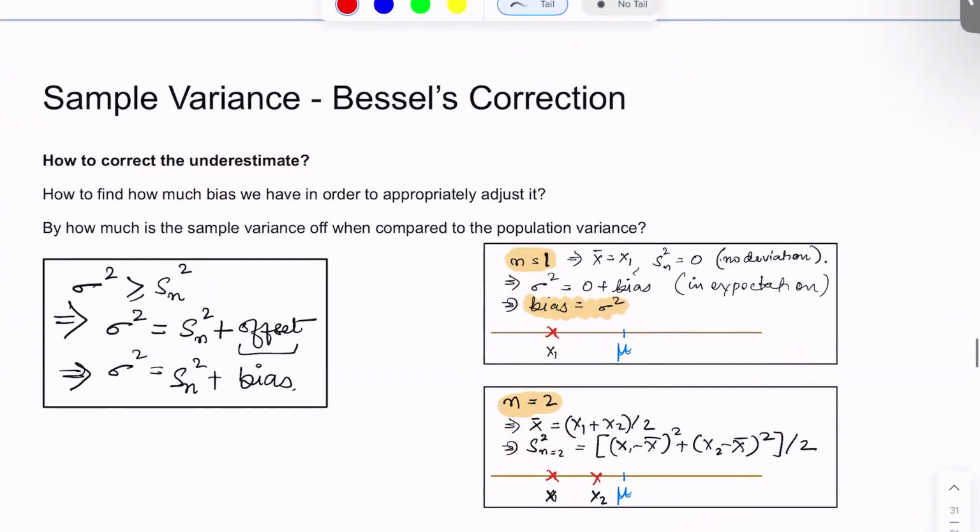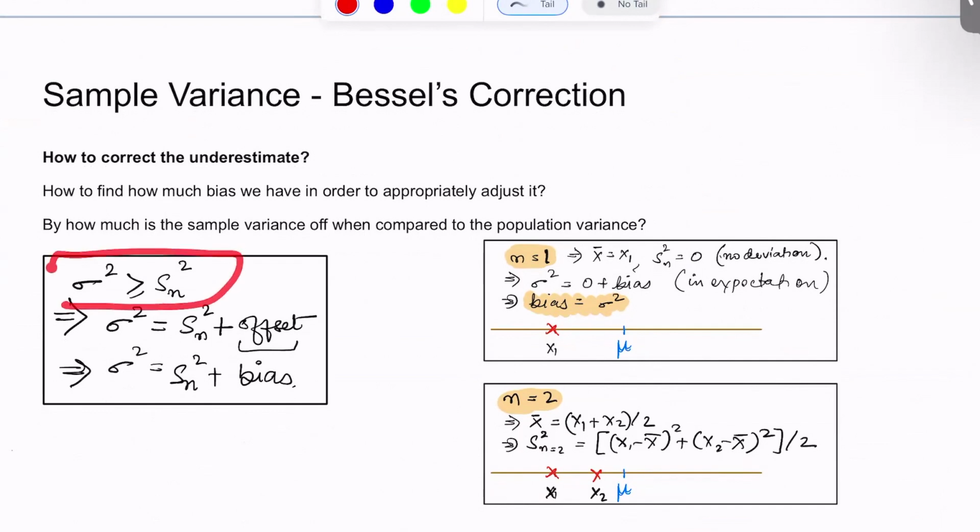So to write it mathematically, we found that this is in expectation more than this. So this is the expectation again.